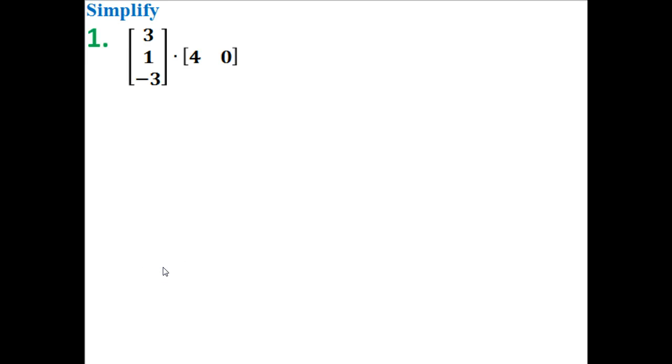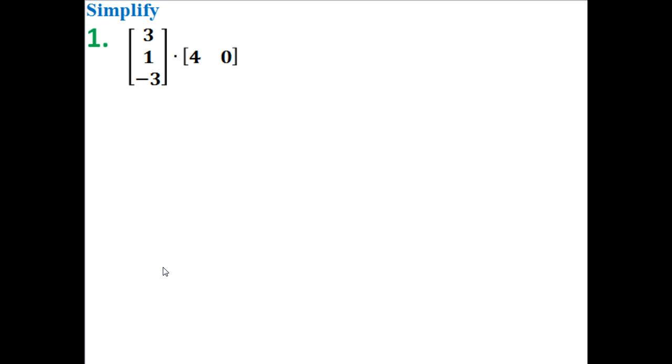We are looking at matrix multiplication at the moment, and I've got one matrix being multiplied by another matrix. The very first thing we need to worry about whenever we're multiplying two matrices together is wondering if we can indeed multiply these two together.